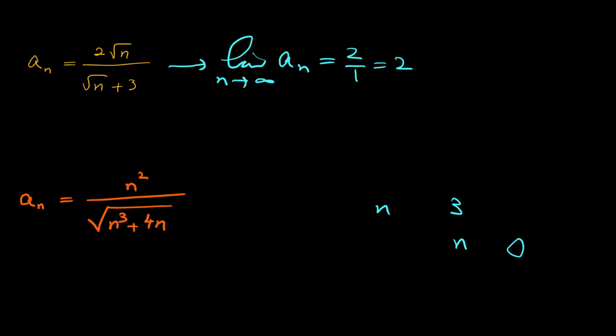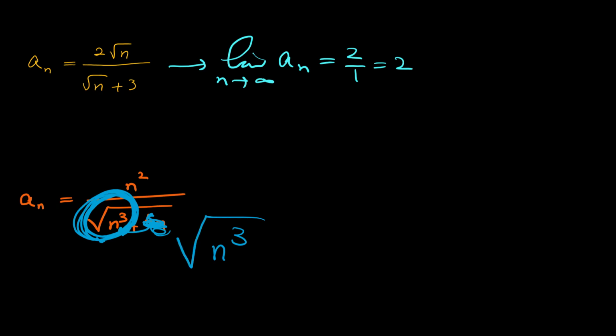Now look at the next example. What about this? If you pay attention, the degree of numerator is 2, n to the 2. What is the degree of denominator? What is the highest term, highest degree of the denominator? If you pay attention, this is like nothing compared to this. So here, basically, the highest degree of denominator is n to the 3 over 2. Don't make this mistake to say n to the 3. No, it is under square root. So this is like n to the 3 over 2.